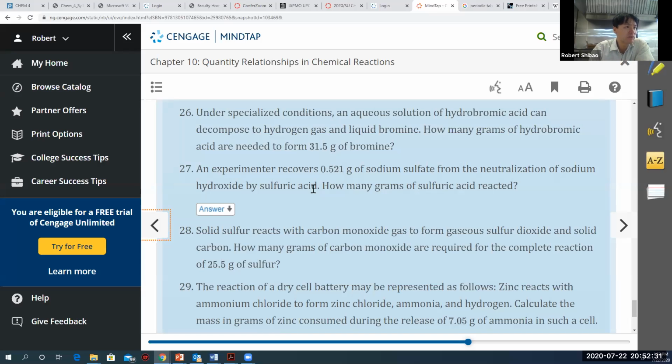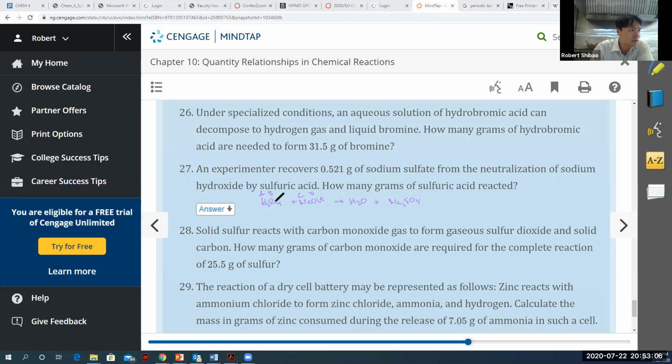An experimenter recovers 0.521 grams of sodium sulfate from neutralization of sodium hydroxide with sulfuric acid. And so this neutralization reaction is just what I call a metathesis reaction. So we had some sulfuric acid, H2SO4. It doesn't matter which one we write first. We can write the sodium hydroxide or the sulfuric acid first. But anyway, this is an AB plus CD type reaction. And so we're going to have hydrogen ions with hydroxide makes water, and sodium ions with sulfate makes sodium sulfate, Na2SO4.